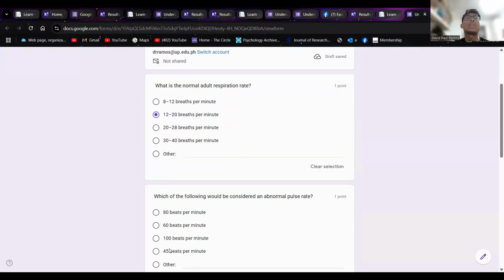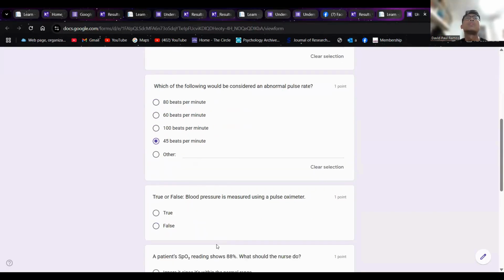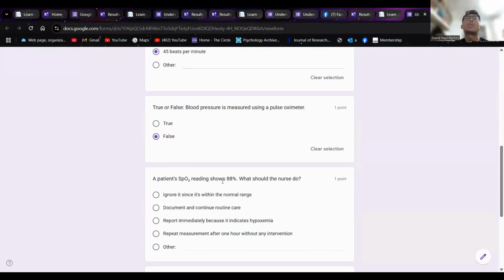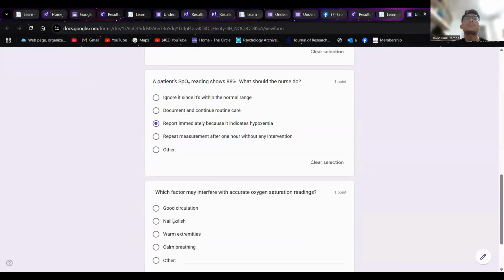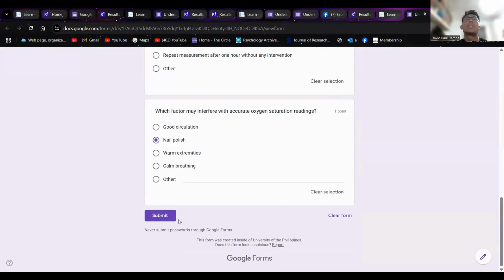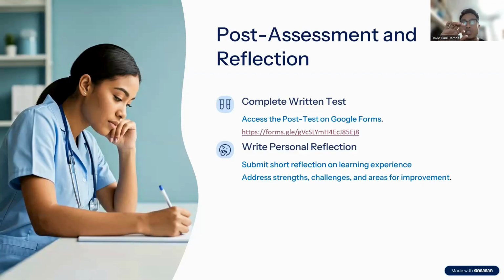What is the normal adult respiration? Which of the following would be considered an abnormal pulse rate? 80, 60, 100, 80. Blood pressure is measured using a pulse oximeter. SpO2 reading shows 88%. So after the post test, you will be writing a personal reflection.